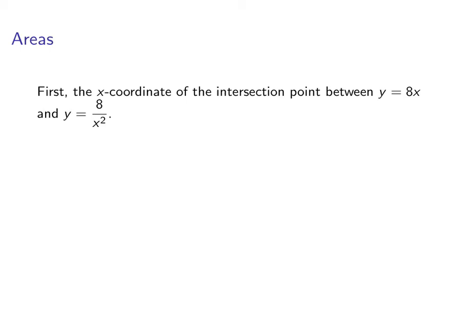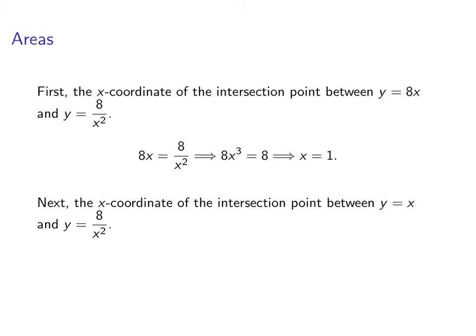Okay, let's find the x-coordinate of the intersection point between y equals 8x and y equals 8 over x squared. It'd be good if you had a graph of this hanging around so that you can follow along with this. Usual thing, we'll set them equal to each other and solve for x. Multiply both sides by x squared, and that gives us that x is equal to 1.